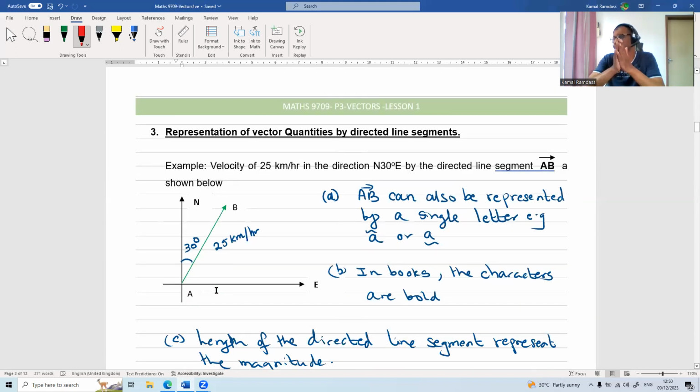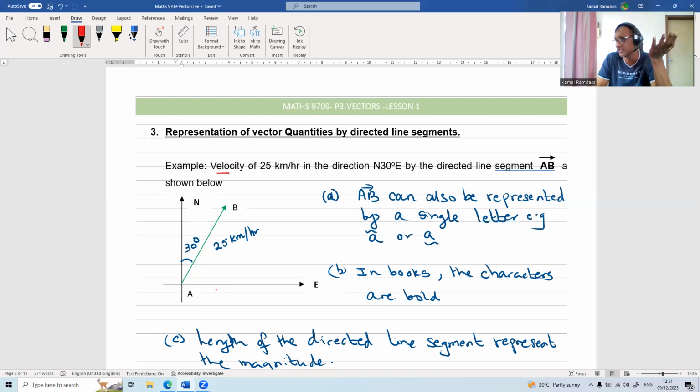Okay, representation of vector quantities by directed line segment. An example, velocity is a vector quantity. Speed is not a vector quantity. Vous le connaissez, mais velocity is a vector quantity. Et velocity, c'est de la physique, ou bien quand nous allons faire kinematics. Bientôt, nous ferons kinematics, parce que nous avons seulement 2 ou 3 chapitres pour terminer pure mathematics 3. Là, nous allons faire paper 4. Paper 4, c'est mechanics. OK?